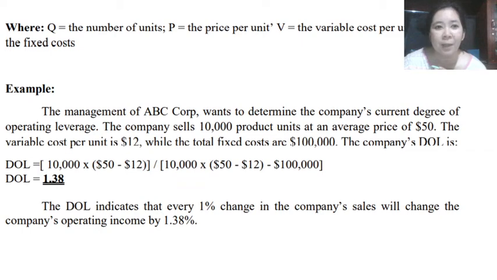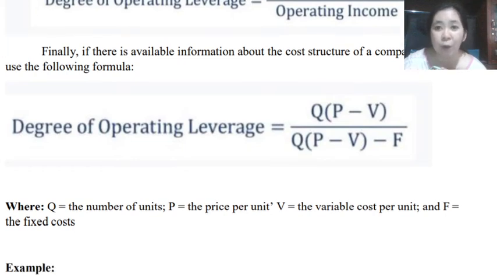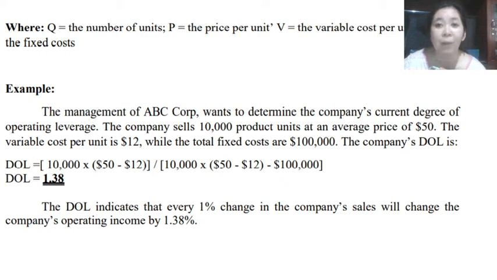So to understand better, we have here an illustration or example. The management of ABC Corporation wants to determine the company's current degree of operating leverage. The company sells 10,000 product units at an average price of 50. The variable cost per unit is 12, while the total fixed costs are 100,000. So to compute the degree of operating leverage, I think they use the third formula, since the cost structure of the entity in the information is complete.